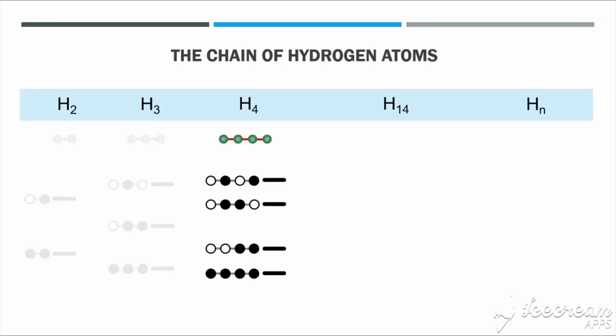Let's do one more of these, adding one more hydrogen atom into the chain. Now we're going to have 4 molecular orbitals, the lowest one with 0 nodes, the highest one with 3 nodes, and those in between with 1 and 2 nodes accordingly.